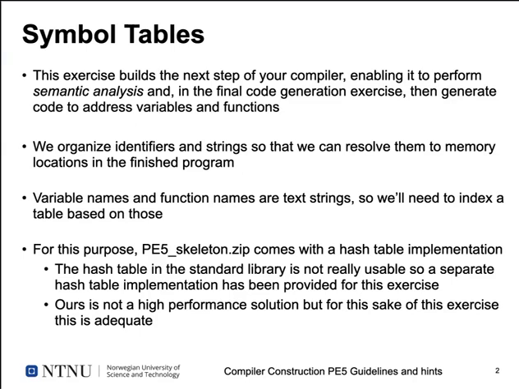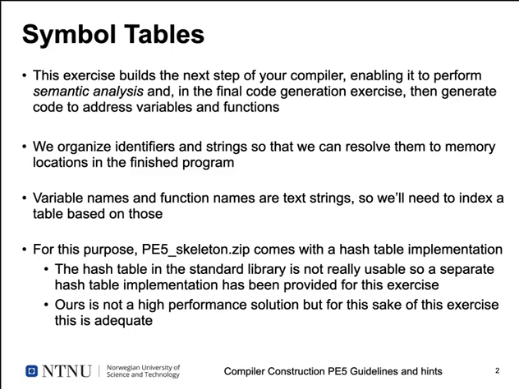So what we need to do is organize identifiers and also strings in order to resolve them to memory locations later on when we really generate machine code. Variable names and function names are text strings. So we'll need to have a table of these text strings, and we need to have some sort of index for this.